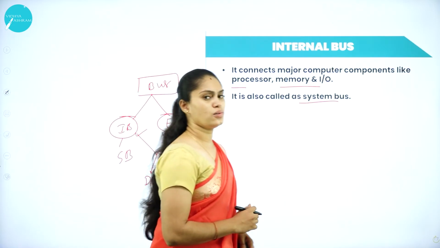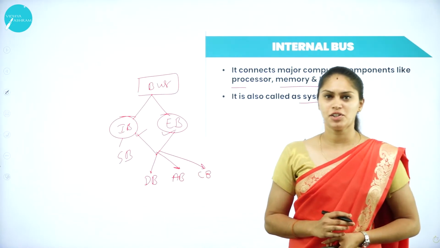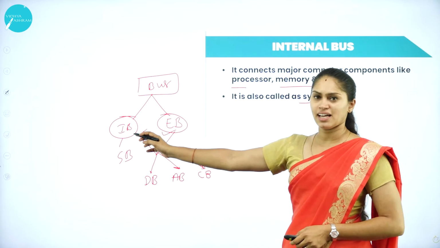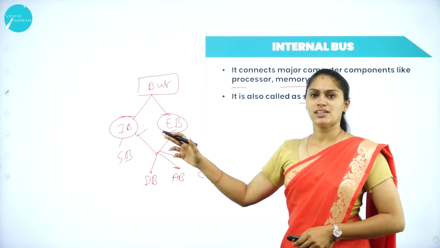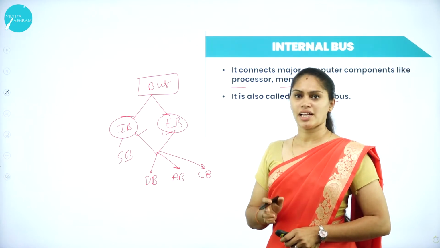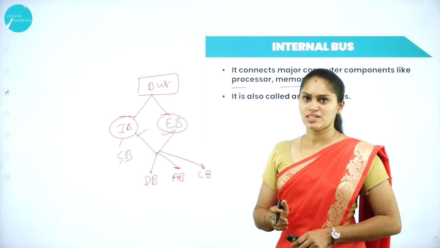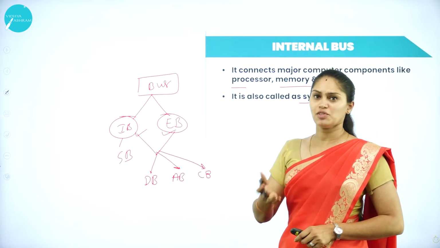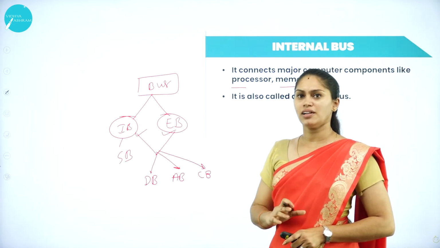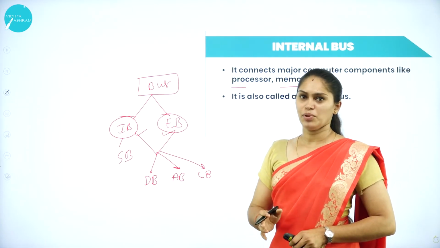Okay, so bus is divided into two types, that is internal bus and external bus. Internal bus is mainly used to connect the CPU, memory and input output devices to the computer system, and it is also known as system bus. Then external bus is mainly used to connect expansion slots and external peripherals to the computer system.